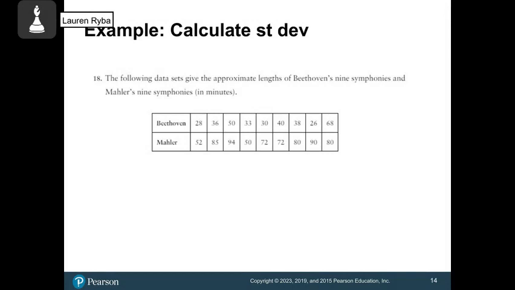I would like you to try to find the standard deviations for Beethoven and Mahler's symphonies. You should already have the data entered, so you just go back and do summary stats, and somebody share your standard deviations, and we'll see if we all agree.